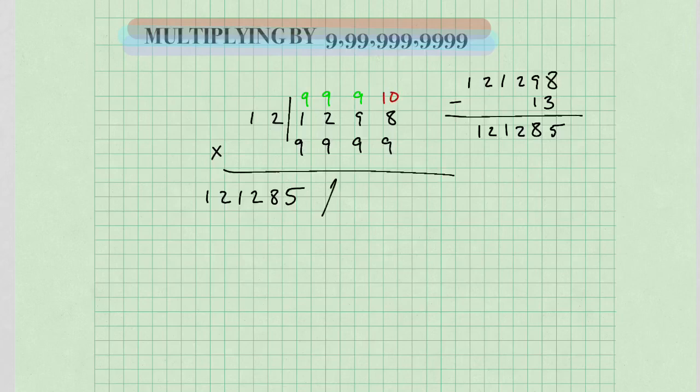Okay, so 9 minus 1 gives us 8. 9 minus 2 is 7. 9 minus 9 is 0. And 10 minus 8 is 2. So there is our answer.